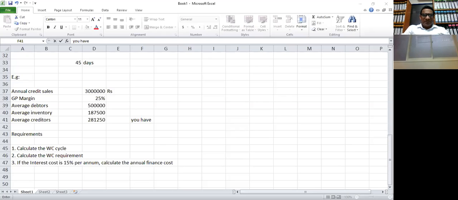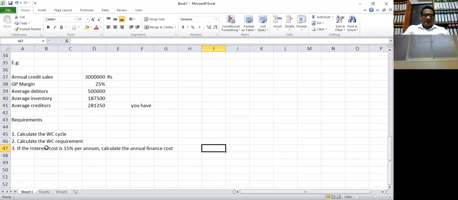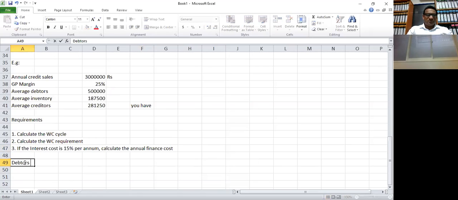Right. Okay. So now tell me, how to calculate the working capital cycle? I mean, it's a very easy question. How to calculate the working capital cycle? You know, basically for the working capital cycle, you have to calculate three figures: debtors collection period, inventory turnover period, and creditors turnover period. So how to calculate the debtors collection period?